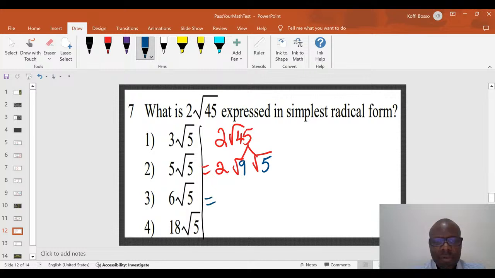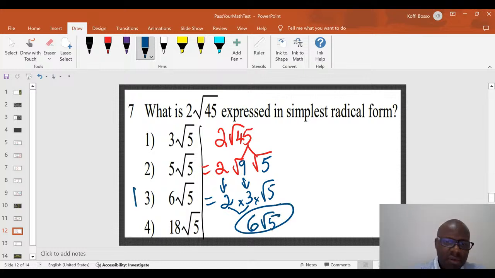Therefore, I keep the 2 here. The square root of 9 changes to a regular 3; understand that it is a multiplication between them, and multiply this by square root of 5. I cannot break down the square root of 5, so I keep that square root of 5, but I can multiply 2 by 3, and I get 6 square root of 5. So the answer is 6 square root of 5, which is choice number 3.